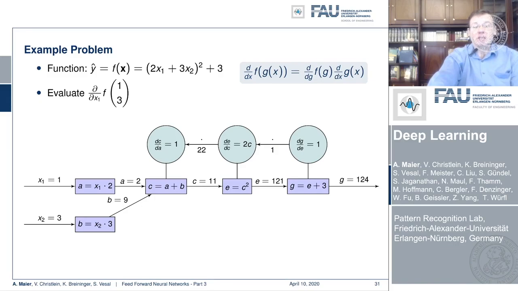Then we need the partial derivative of C with respect to A. This is going to be 1. So we multiply with 1. 22 times 1 is again 22. And now we need the partial derivative of A with respect to x1. And if you look at this block, you can see that this partial derivative is going to be 2. So we have to compute 2 times 22, and this is going to be 44. So this was the backpropagation algorithm applied exactly on our example.